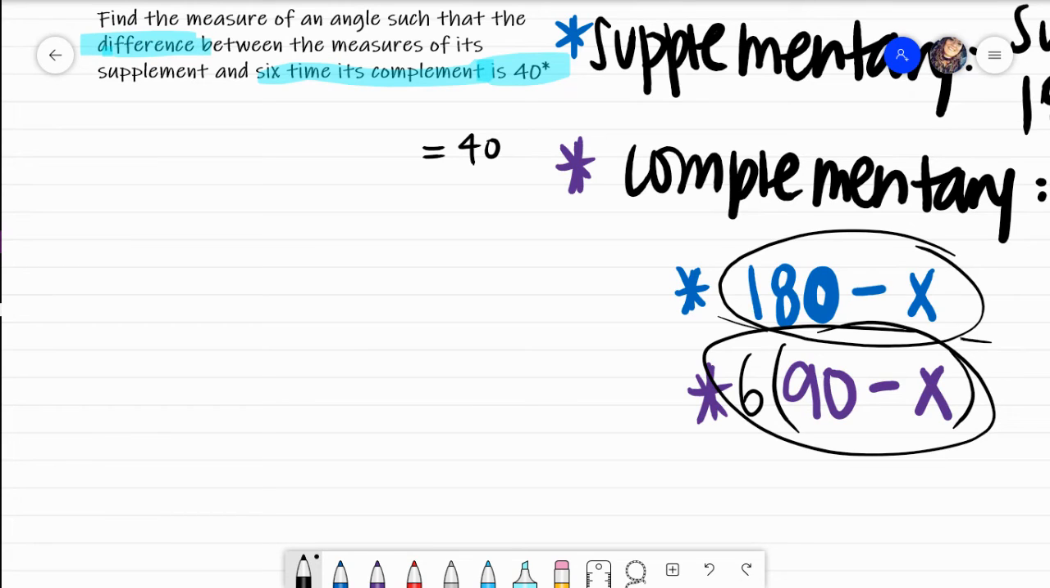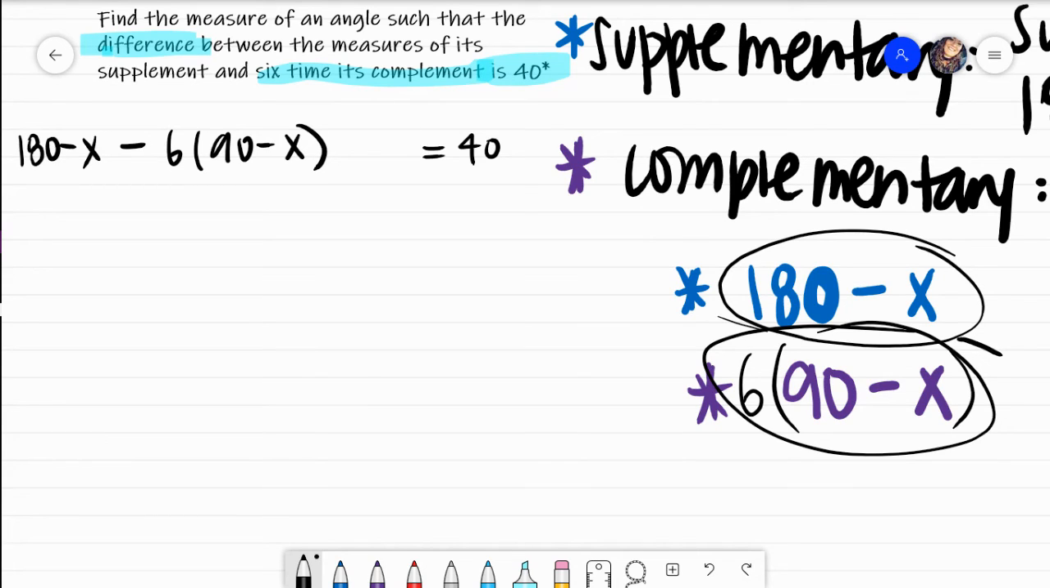So I'm going to take what I have here, which is the measure of its complement. So I get, here's the difference, sorry, I get 180 minus x. That's going to be the measure of the supplement of our angle. And then I'm going to take the difference of 6 times its complement. Okay, so what I notice is that I have a 6 touching a parenthesis.